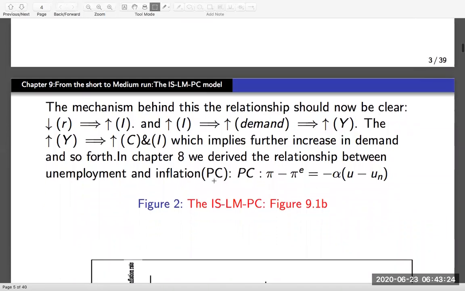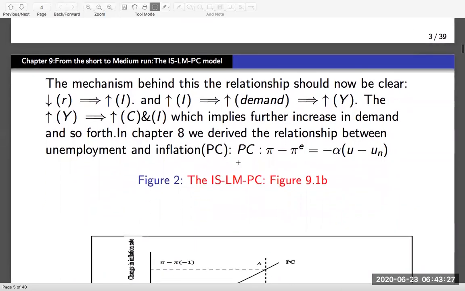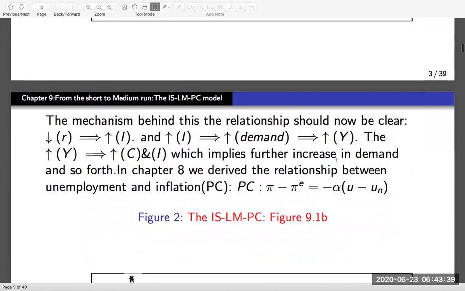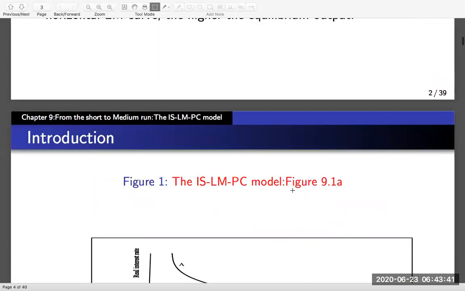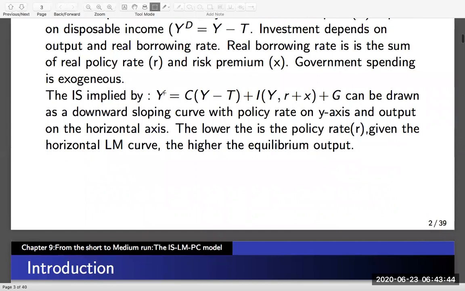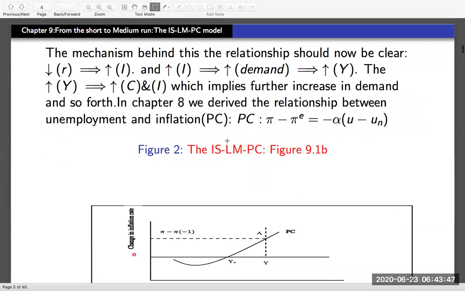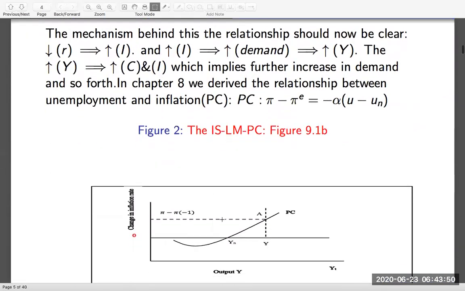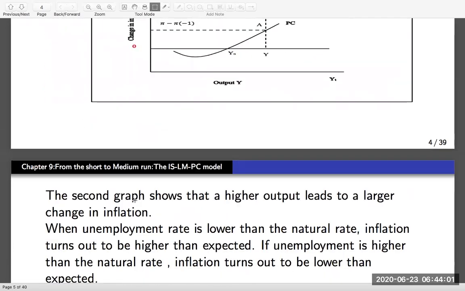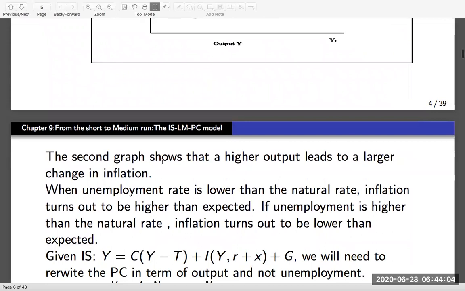In chapter 8, I derived the relationship between unemployment and inflation, and that was the Phillips curve, right? So you're saying that the change in inflation, inflation minus expected inflation, is given by the deviation of your output gap, right? Now I need to link this with the IS. How does the linkage come about? I need to derive this relationship to get the relationship between changes in inflation and output. So if your output increases, changes in inflation will increase. The second graph shows that higher output leads to a larger change in inflation.